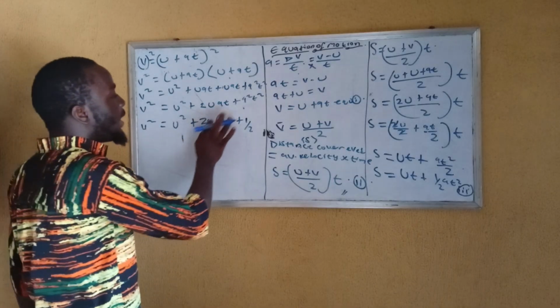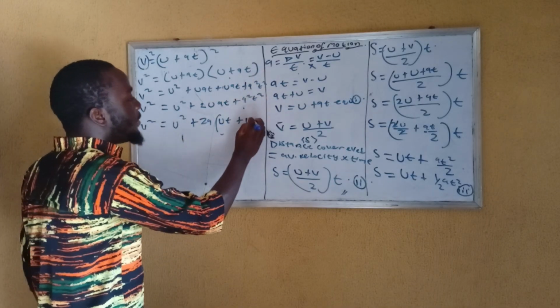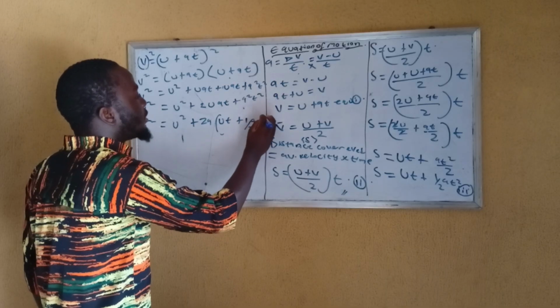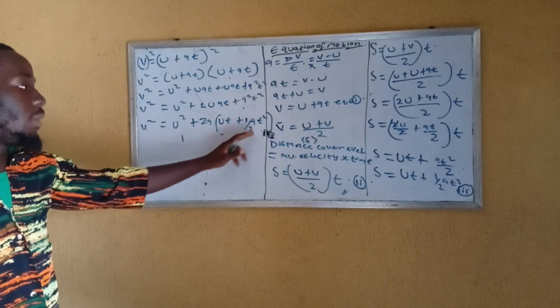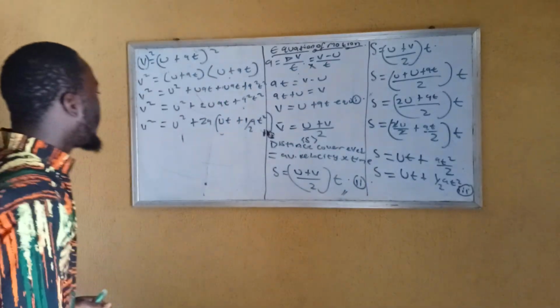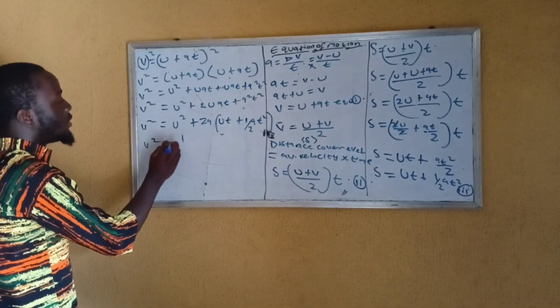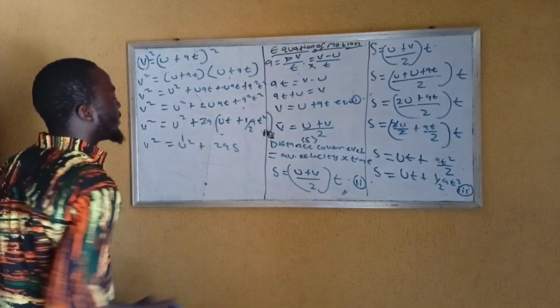So now we have a squared and you have ordinary a right here, removing it will remain 1a and your t squared. Now checking this bracket, you can see ut plus 1 over 2 at squared, and ut plus 1 over 2 at squared is the same thing as s. So you can say v squared is equal to u squared plus 2as. Are you getting me?